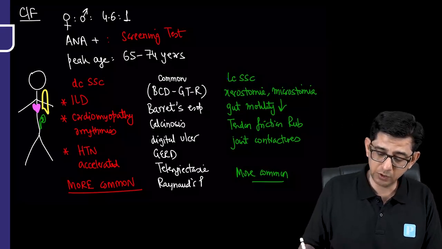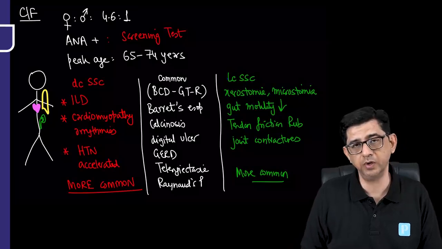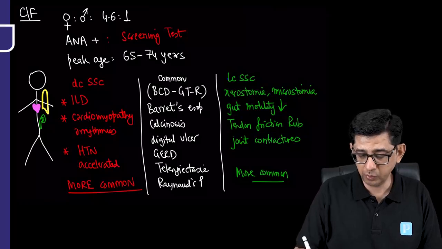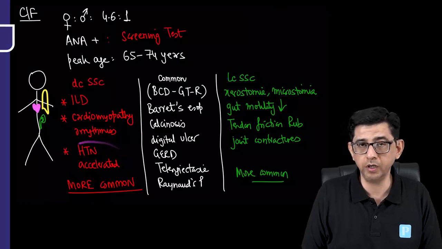So though the same thing was shown in images also, what I've tried to do here is to talk about those kind of questions where he'll ask you which manifestation is more common with respect to diffuse cutaneous versus the limited cutaneous varieties. And most of the time, the question that would be asked would be the one that I've already highlighted before you, that is the renal involvement, the scleroderma renal crisis.